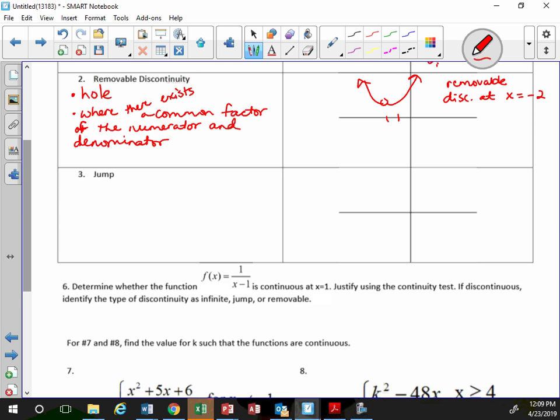All right, guys, last one is a jump. This only happens with piecewise functions.